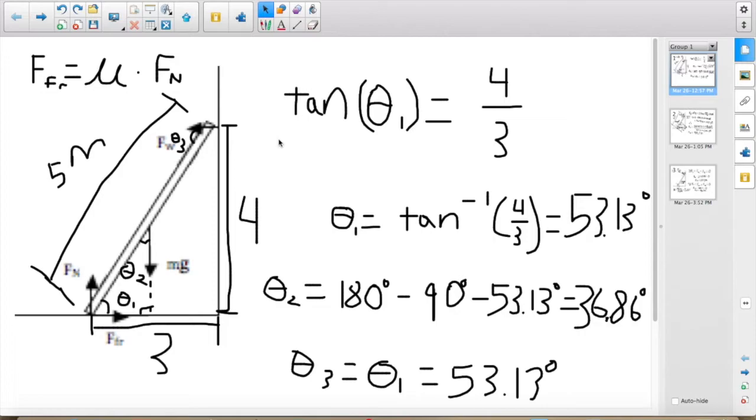Hey everybody, this is Mr. Parliament, and this is a video tutorial that I'm making for solving problem 7 on worksheet 2.